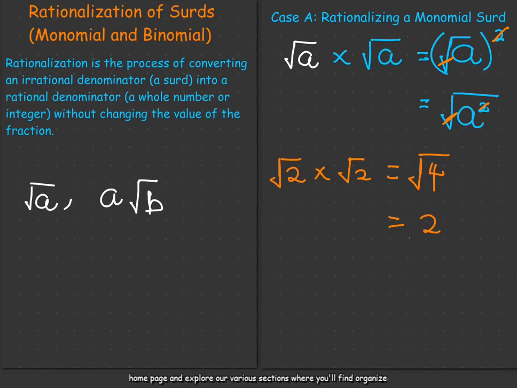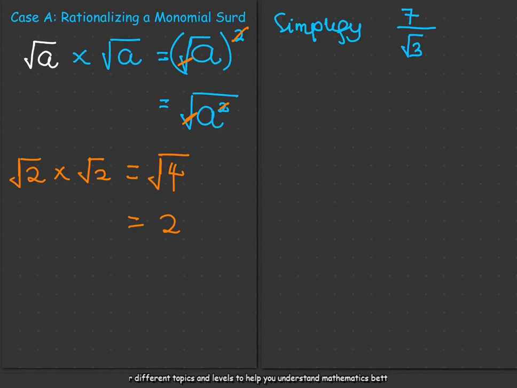And this is where the term conjugate comes into place. The conjugate of any irrational number is another irrational number that, when multiplied with it, gives what? A rational number. That is what the conjugate means in this case. So for monomials, their conjugates are just themselves. So let's look at how we can apply this concept.